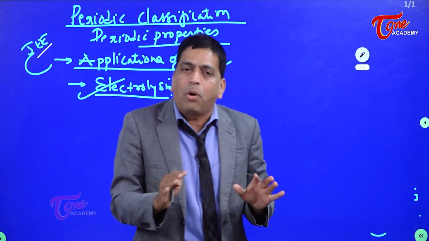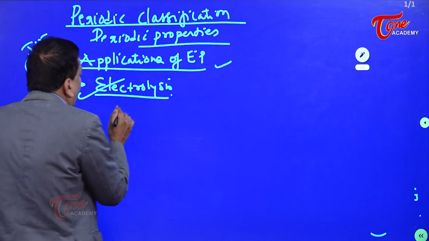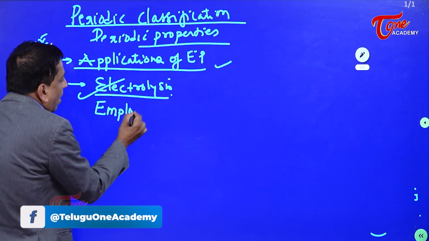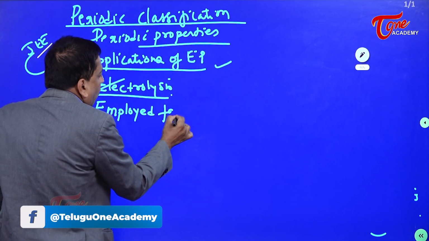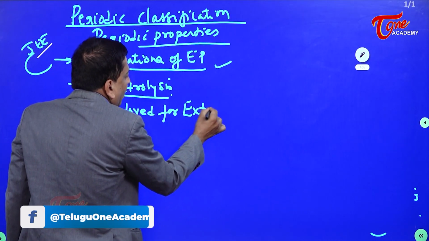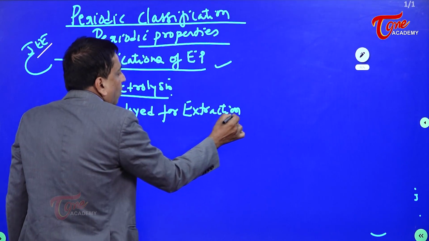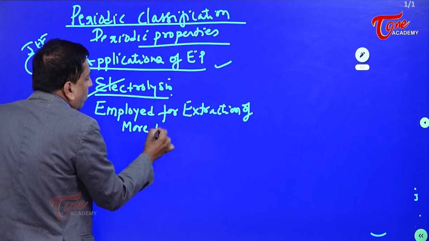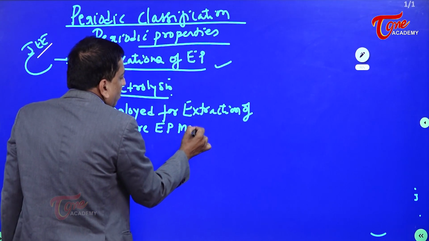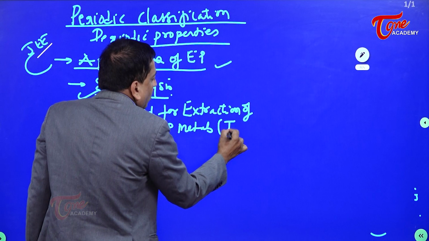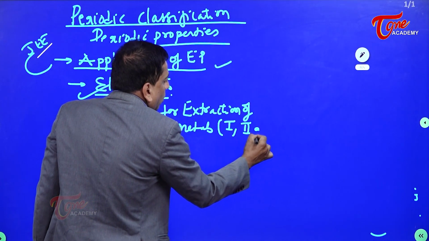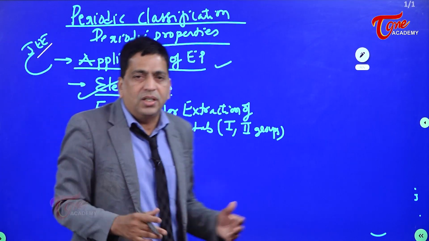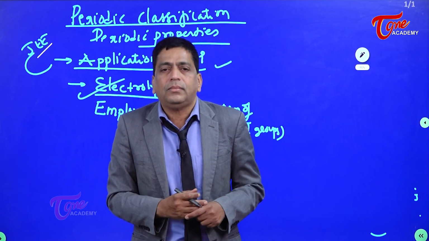This method is basically employed for extraction of highly electropositive or more electropositive metals. You must understand, and that I refer to be the first and the second groups in the periodic table, that is alkali and alkaline earth metals. It itself is a question in the exam, right?